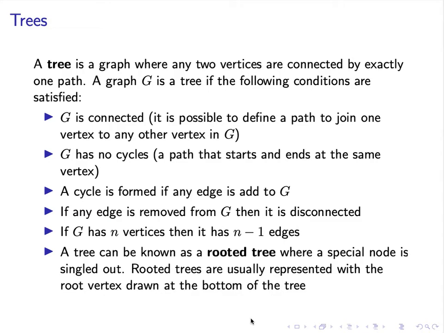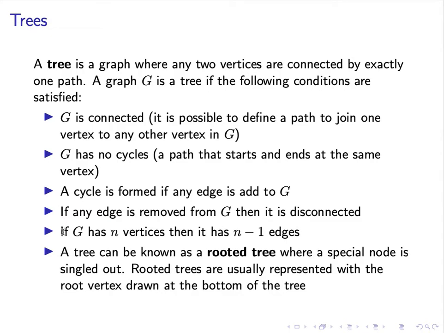And here we've got a few conditions for whether a graph G is a tree. G is connected, which means it has to be possible to walk a path from one node to all other nodes. G has no cycles, so a path cannot start and end at the same vertex. And a cycle is formed by adding any edge to G. So if you have a tree and you add any edge, that turns it into a cycle, which means it's not a tree. If we remove any edge from a tree, then it is disconnected.